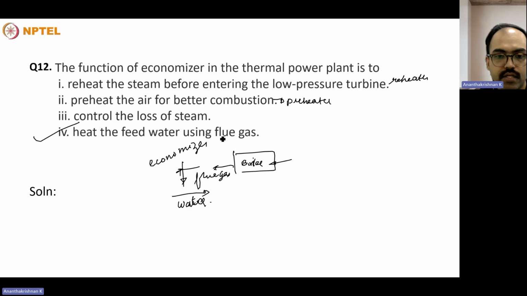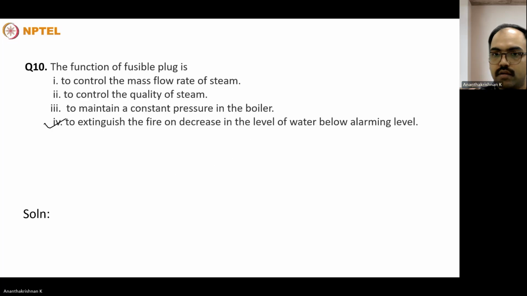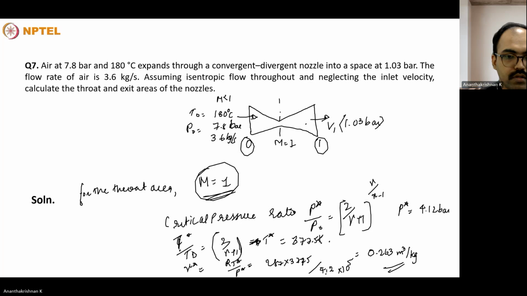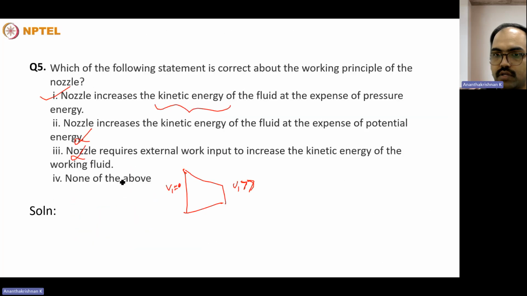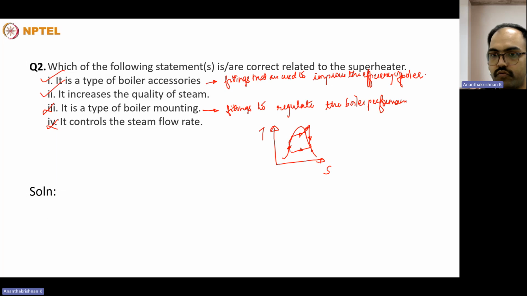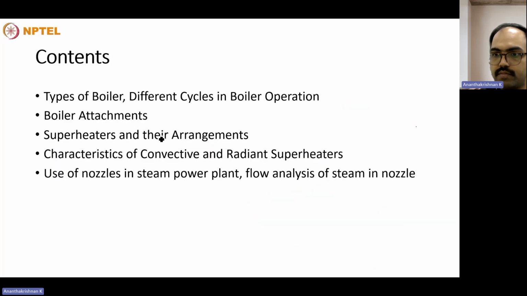So that completes the set of problems I have for this week. We have seen a few multiple choice questions and numericals based on the topics of this week: boilers, different types of boilers, superheaters, characteristics of convective and radiant superheaters, and the nozzles in a steam power plant.